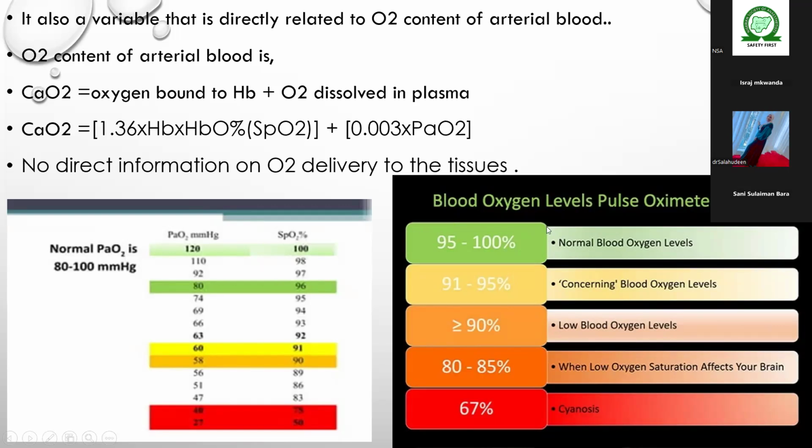And the blood oxygen level pulse oximeter chart interpretation goes like this. 95% to 100% is normal blood level, or optimal, or highly perfused patients. 91 to 95%, the blood level is of concern. And when it's getting less than 90%, it implies low blood oxygen level.